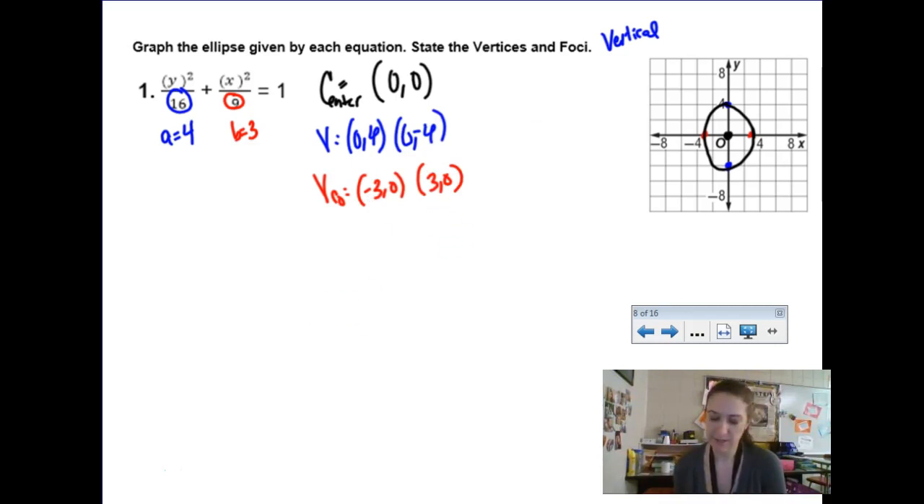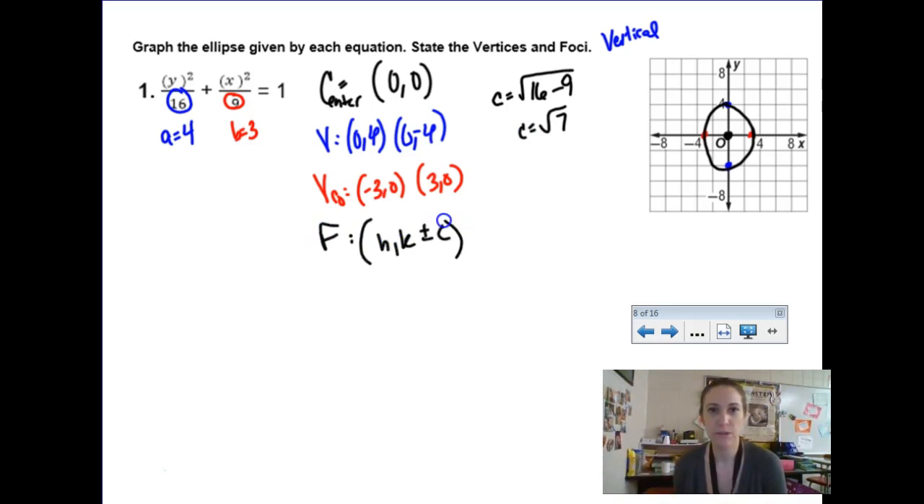The next thing we have to find is the value for C, which is the distance from the center to each of the foci. So C is the square root of a squared minus b squared. So a squared 16 minus b squared would be square root of 7. So for the foci, for a vertical ellipse, it is h comma k plus and minus c. So for us, that means we have 0 comma 0 plus square root of 7 and 0 minus square root of 7.